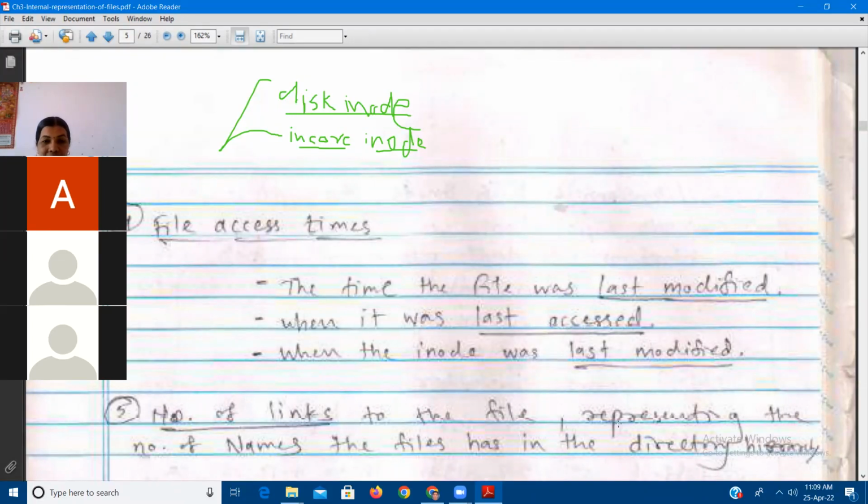So the third time is related to the inode modification, that is, when the inode was last modified. These 3 times are recorded as a part of the disk inode. So who records these 3 times? The disk inode records them. These 3 times are treated as file access times.